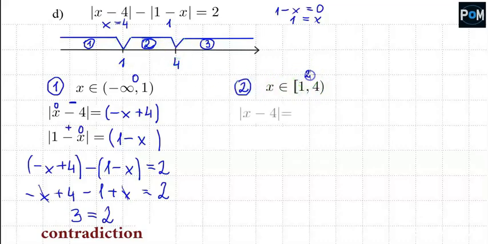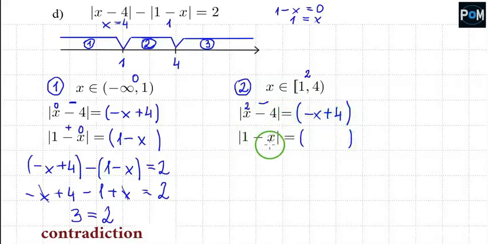In this interval, for example, we have the number 2. If we substitute 2 for x, we'll get 2 minus 4. This is a negative result, so we'll put all of this in parentheses, but the signs need to be changed. There will be a negative x and a positive 4. In the second absolute value, instead of x, we must again substitute that number 2, which we previously selected. Then we have 1 minus 2, and that equals minus 1, which is once again a negative result. And when the result is negative, the signs change, so it becomes minus 1 plus x.